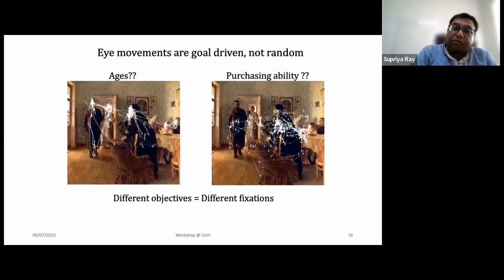Now that shows that eye movements are goal driven. Eye movements are not haphazard, not random. The way we look at things depends on what we want to look at. So he first proposed that different objectives give rise to different patterns of fixation, or different patterns of scan path. Next slide, please.